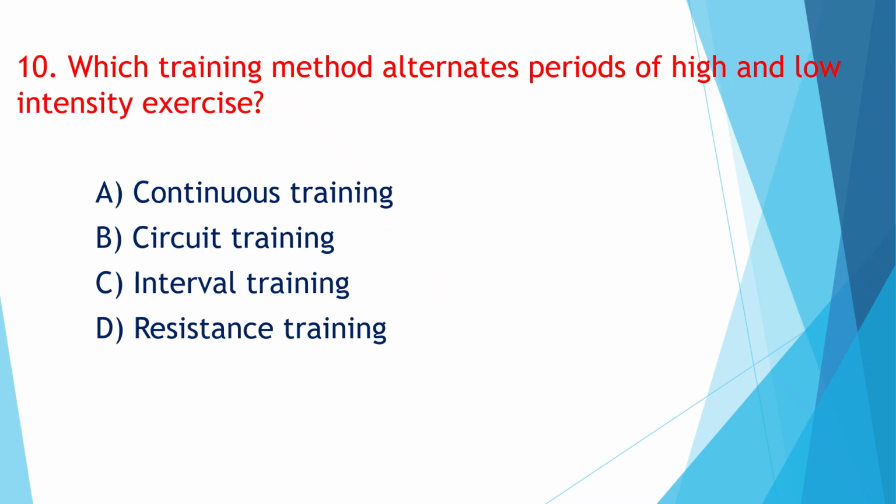Number 10. Which training method alternates periods of high and low intensity exercise? A. Continuous training. B. Circuit training. C. Interval training. D. Resistance training. So think about it. So here the answer is interval training. This method improves the cardiovascular fitness efficiently.